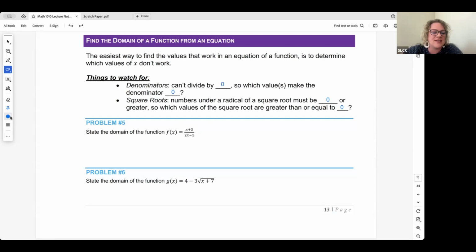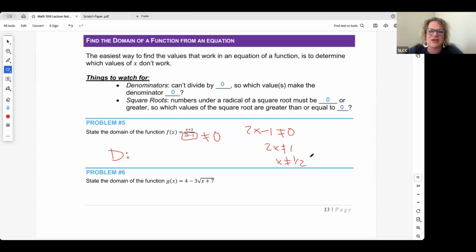You know that the denominator cannot be 0. So you just set whatever's in the denominator not equal to 0 and solve for x. I know that 2x minus 1 cannot be 0, so if I add 1 to both sides and then divide by 2, I know that x cannot be 1/2. So then what's the domain? Everything except 1/2. Can you write that in interval notation? The domain would be everything except 1/2.